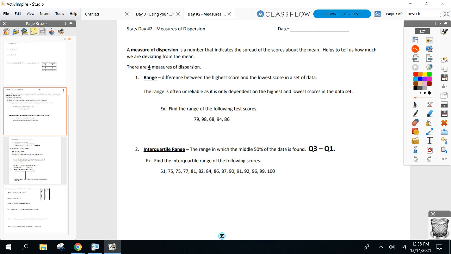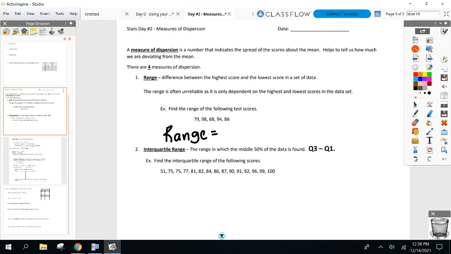Here's what I'm going to show you today. How do I figure out how spread out my numbers are? Is there a wide range? Are they all packed in together? Couple different ways I can do it. First one you guys are familiar with is what's called the range. How do I find the range of scores? I take the highest one and I subtract the lowest one.